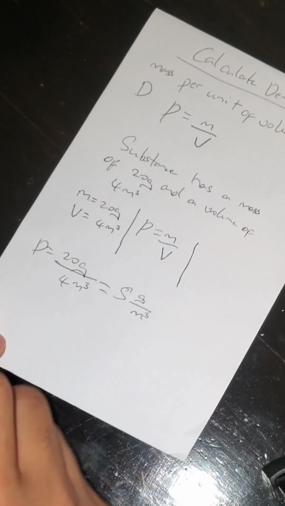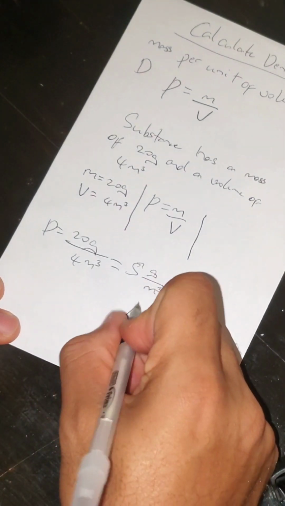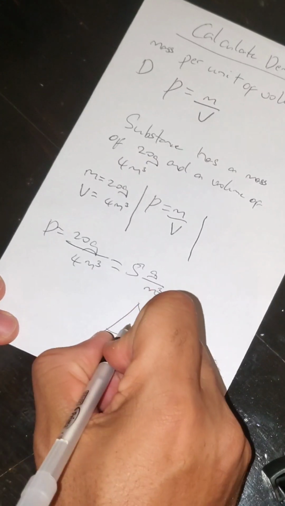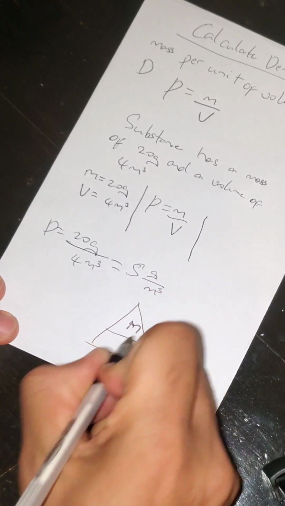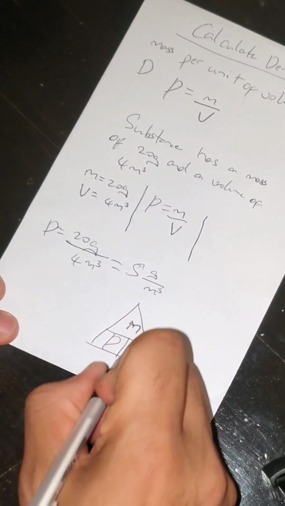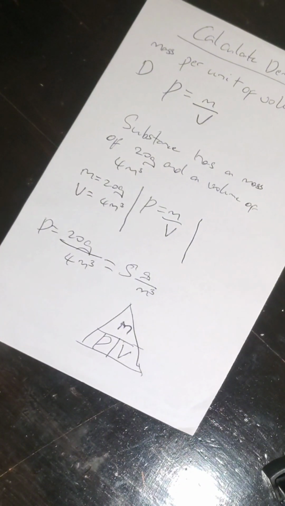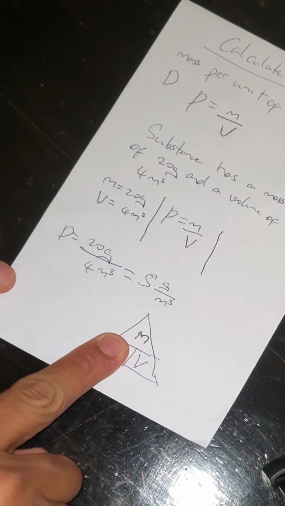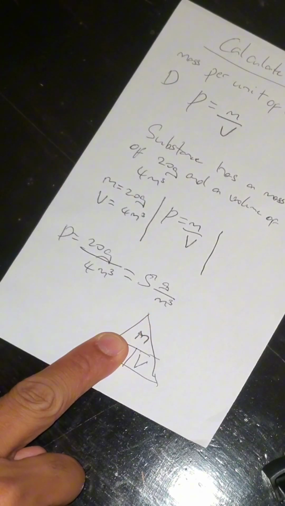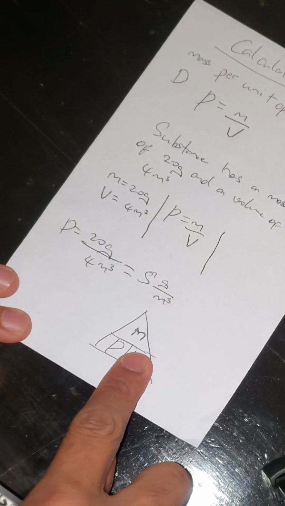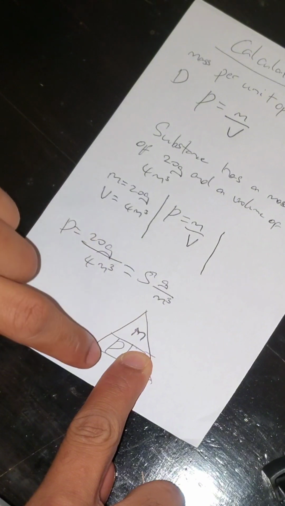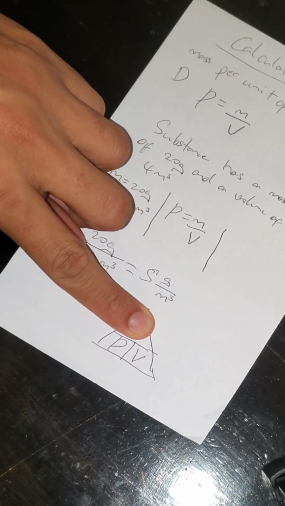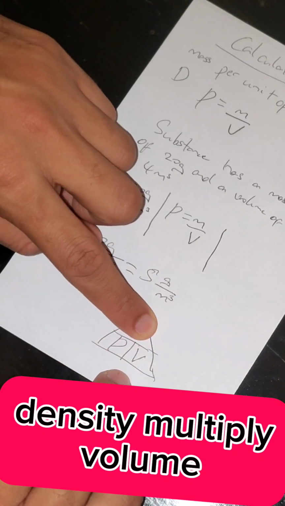Now you also have what we like to work with, which is called our density triangle, which has mass at the top, density and volume at the bottom. So if you want to find density, you cover density, you're left with mass divided by volume. If you want to find volume, you cover volume, you're left with mass divided by density. And if you want to find mass, you cover mass and you get density multiplied by volume.